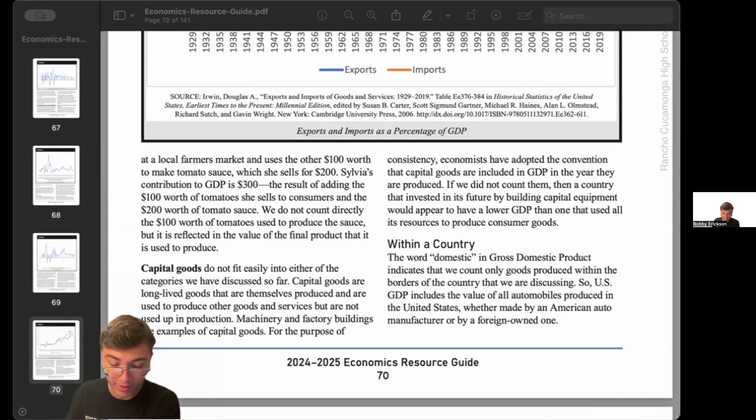And if we didn't include it, then it would appear that the GDP is actually lower than it is, rather than an economy that maybe used all of its resources to produce consumer goods instead of investing in the future with capital.